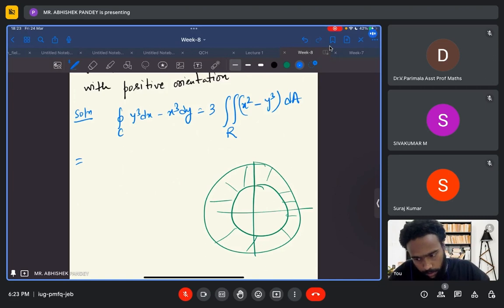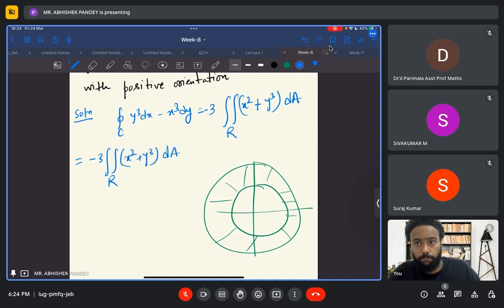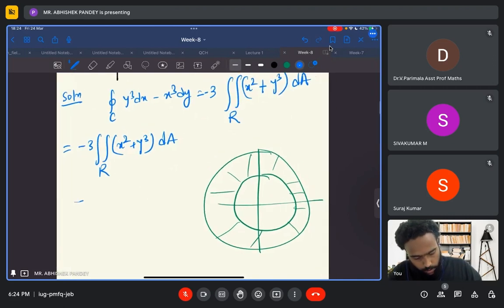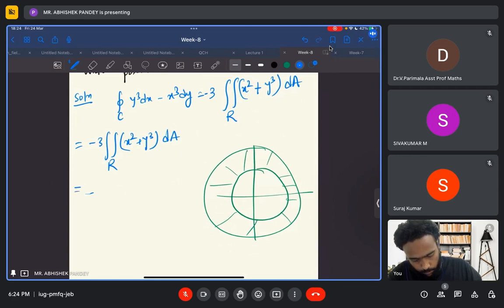So this will be, I guess, minus 3. M dx plus N dy, so N is here minus x cubed. So this is the thing. Minus 3 double integral over R of x squared plus y squared dA. Now, if we convert this into polar form, theta will be from 0 to 2 pi and r will be from 1 to 2.